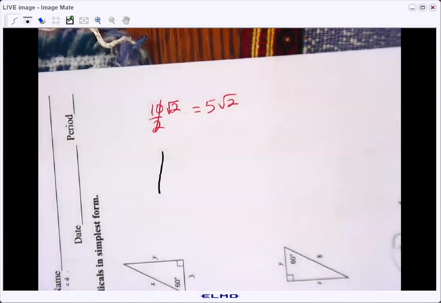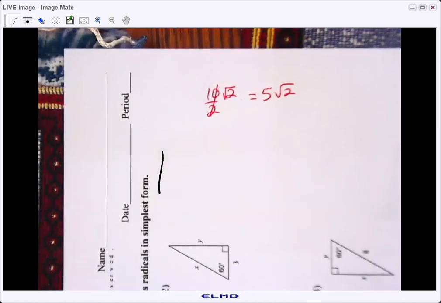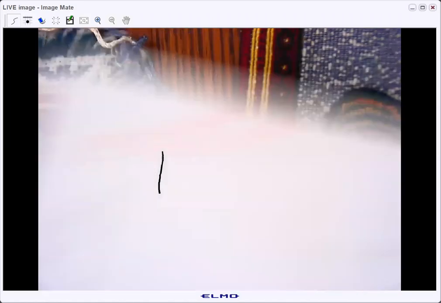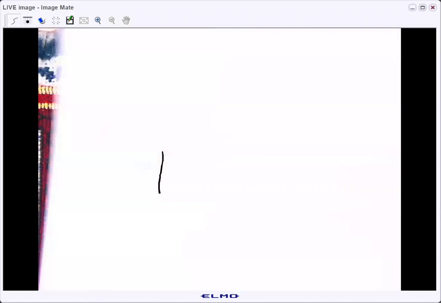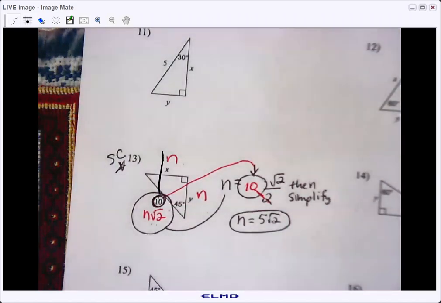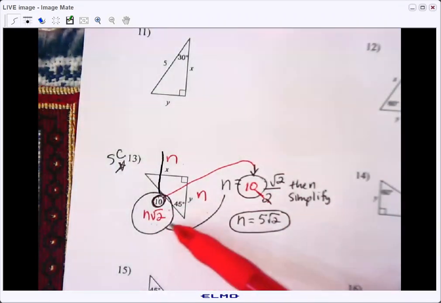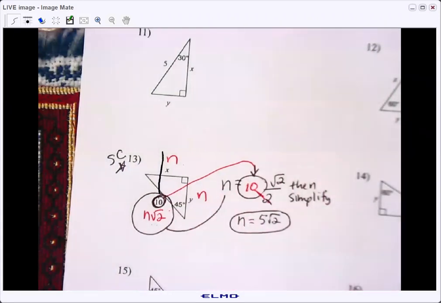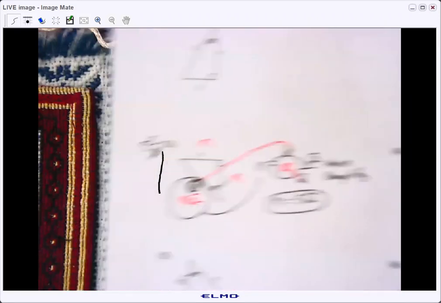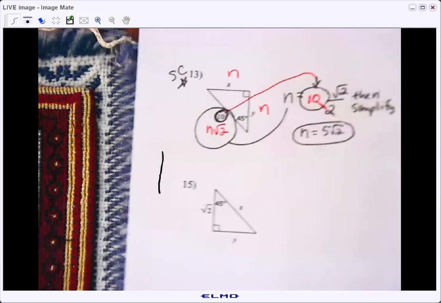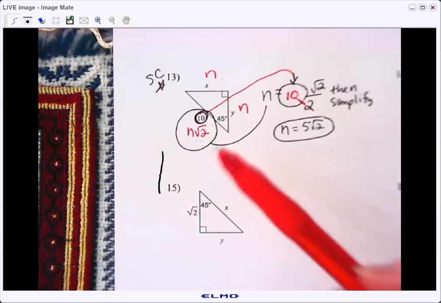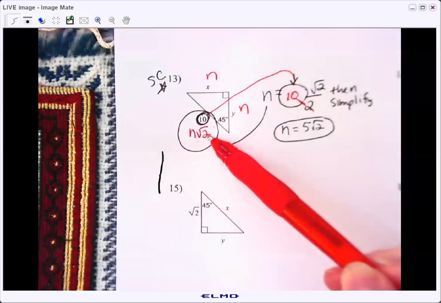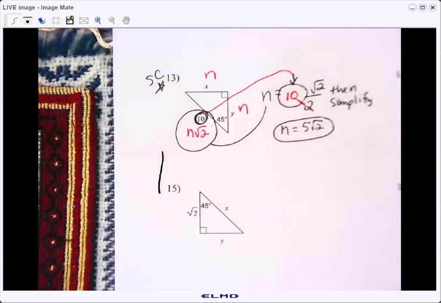And then I have another question. Okay, yes. How do you know when to use the shortcut, like during an example? So there's only 2 parts to our 45 triangle. One is n and the other is n root 2. When the n root 2 does not have a root 2, now let me explain what I mean by that.